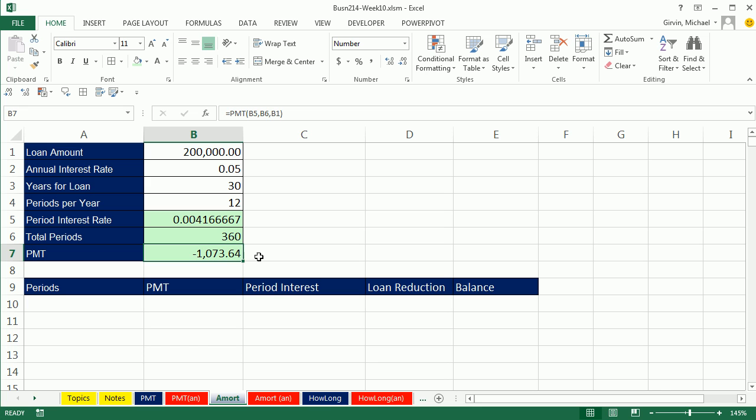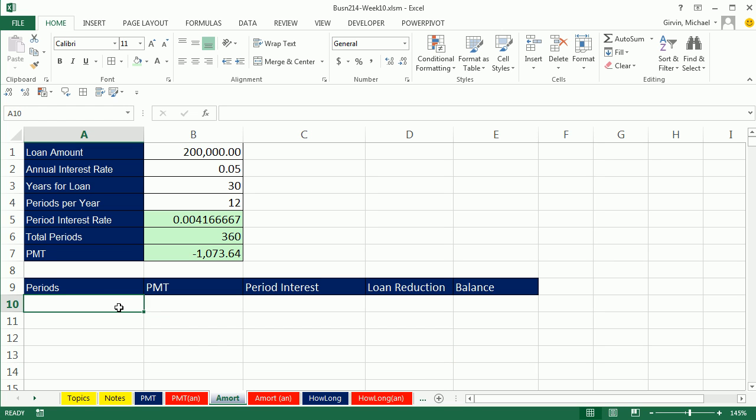Now, every month you send it in, we'll have a column for payment. We'll have a column for period interest. That means how much the bank takes as interest each period, and then how much the bank reduces your loan by. Now, before we can calculate this, we need 360 rows, because the amortization table will break this apart into its two pieces, interest and loan reduction, 360 times.